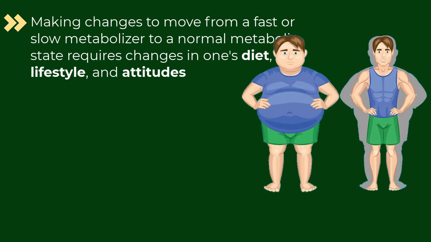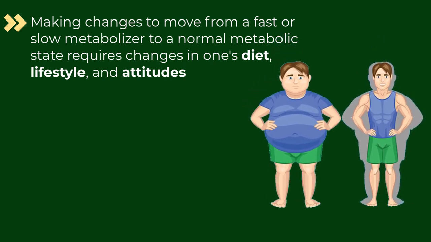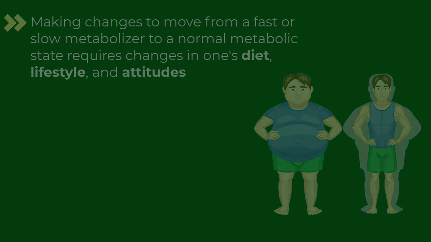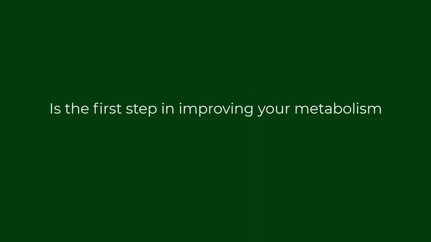Making changes to move from a fast or slow metabolizer to a normal metabolic state requires changes in one's diet, lifestyle, and attitude. Taking a good amount of the right type of magnesium and an appropriate amount of other nutrients is the first step in improving your metabolism.